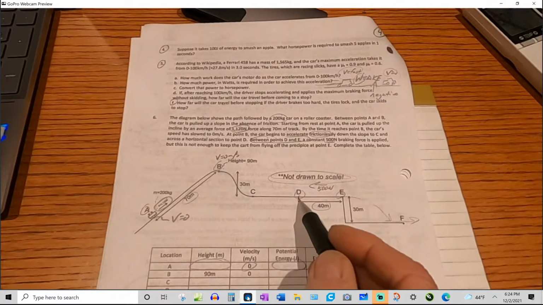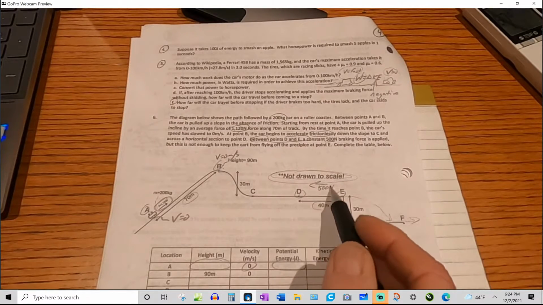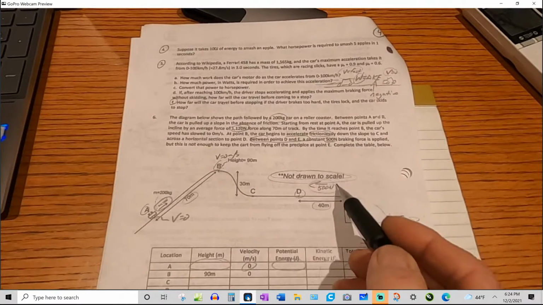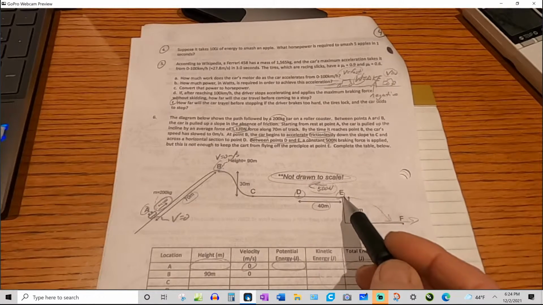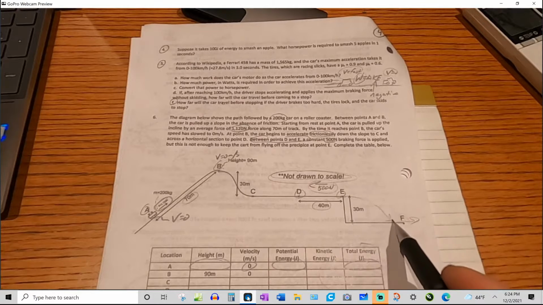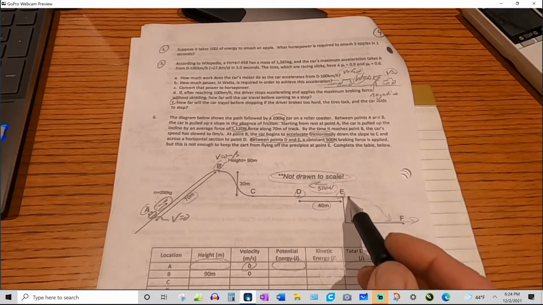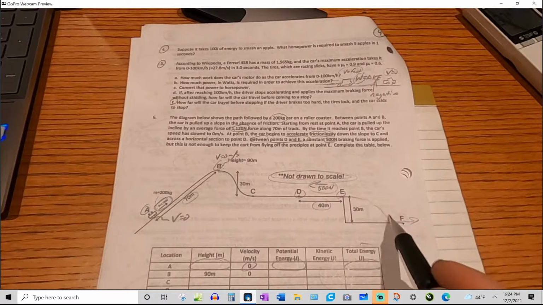Once it gets to D, the thing hits the brakes, and there's this 500 Newton braking force to the left, which is going to slow it down, but not enough so it'll stop before it gets to the cliff, and then it goes off the cliff down to F. So this part, this fall through the air, we're assuming that is frictionless too.